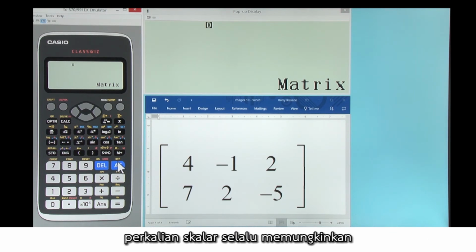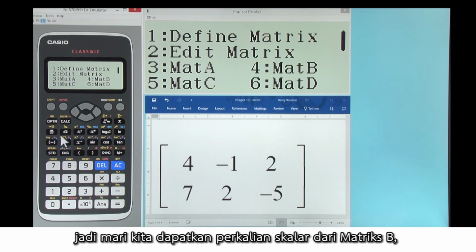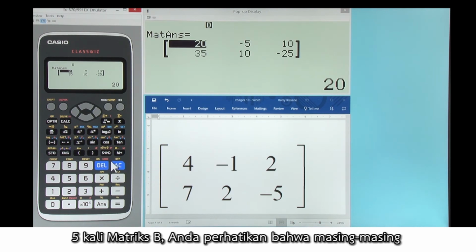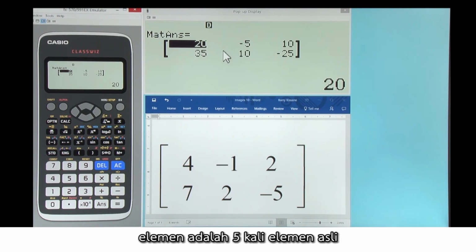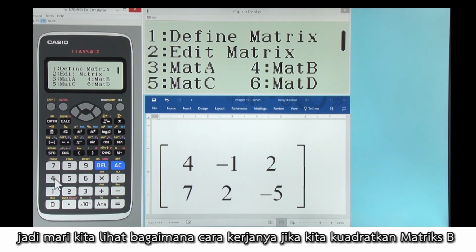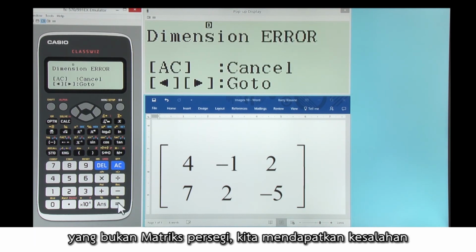Scalar multiples are always possible. So let's get a scalar multiple of matrix B. 5 times matrix B, you notice that each of the elements is 5 times the original elements. But only square matrices can be squared. So let's see how that works. If we square matrix B, which is not a square matrix, we get an error.